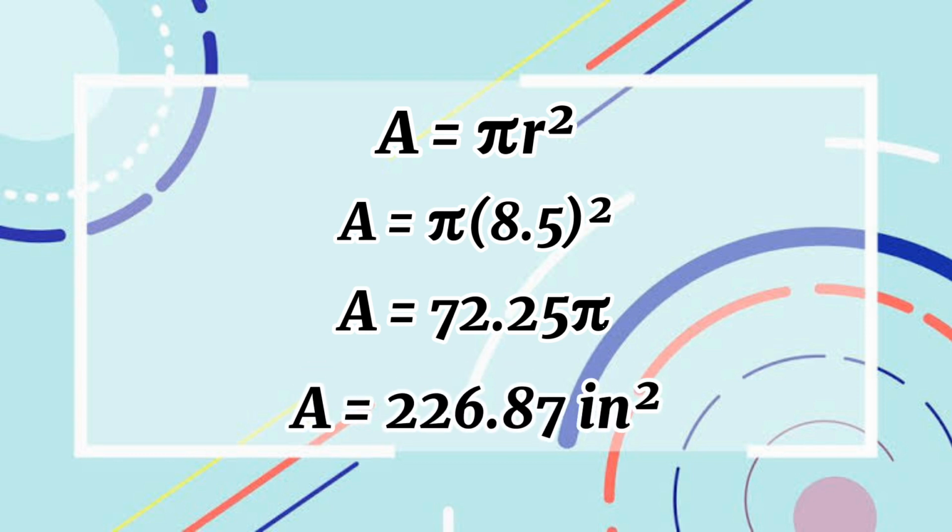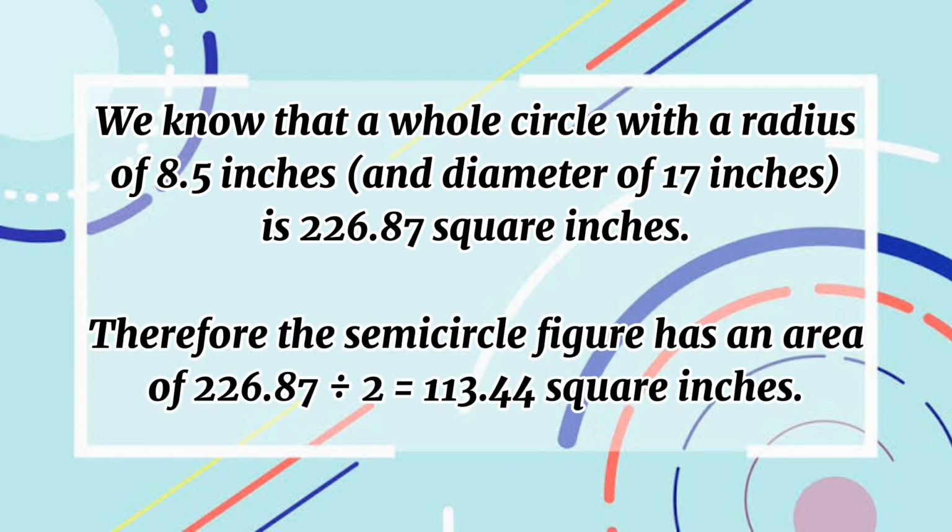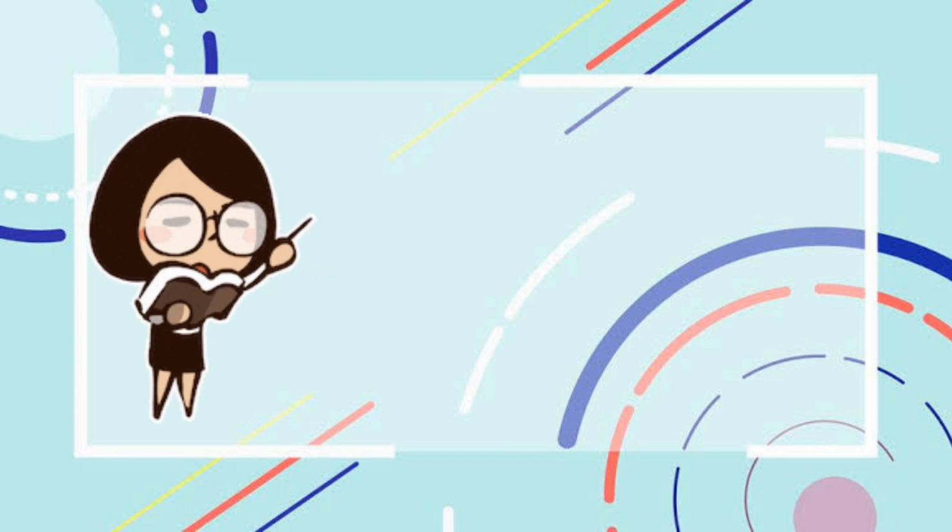226.87 square inches. We know that a whole circle with a radius of 8.5 inches and a diameter of 17 inches has an area of 226.87 square inches. Therefore, the semicircle figure has an area of 226.87 divided by 2, which equals 113.44 square inches. As long as we can find the area of a whole circle, we can divide or subtract to find the area of a portion of a circle.